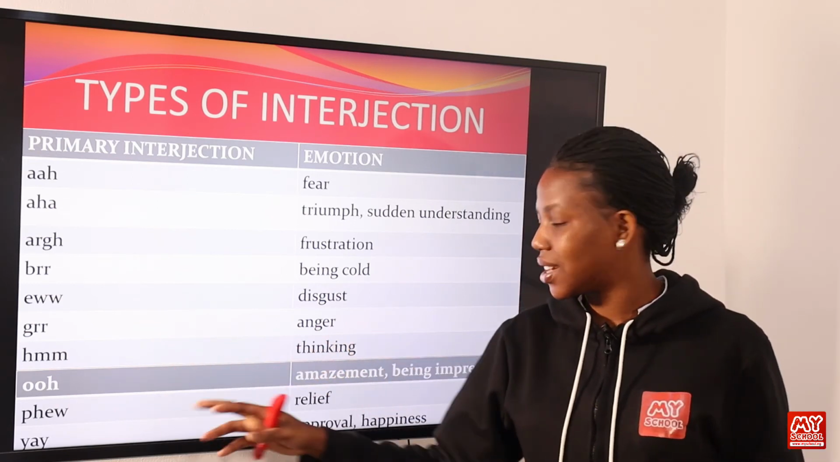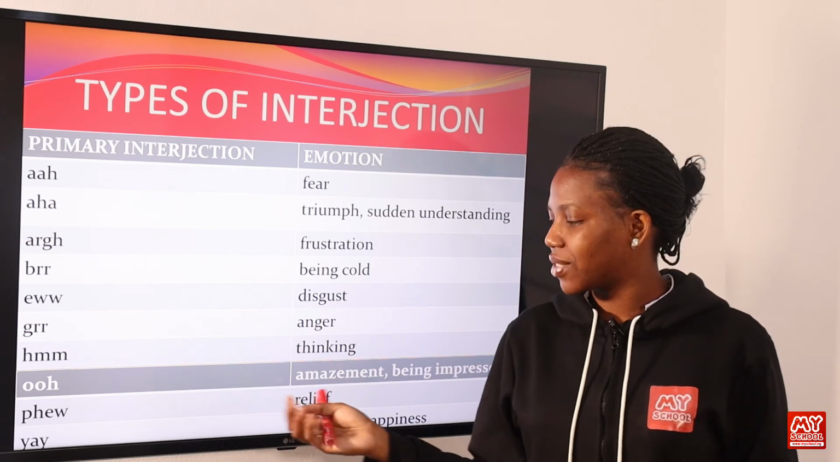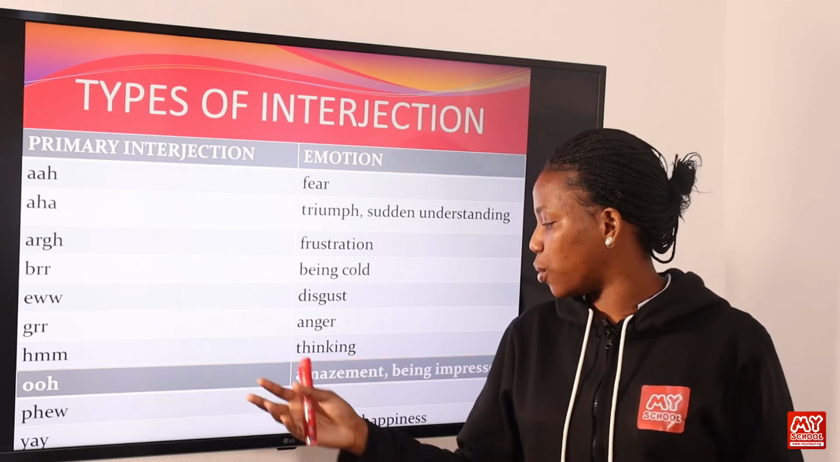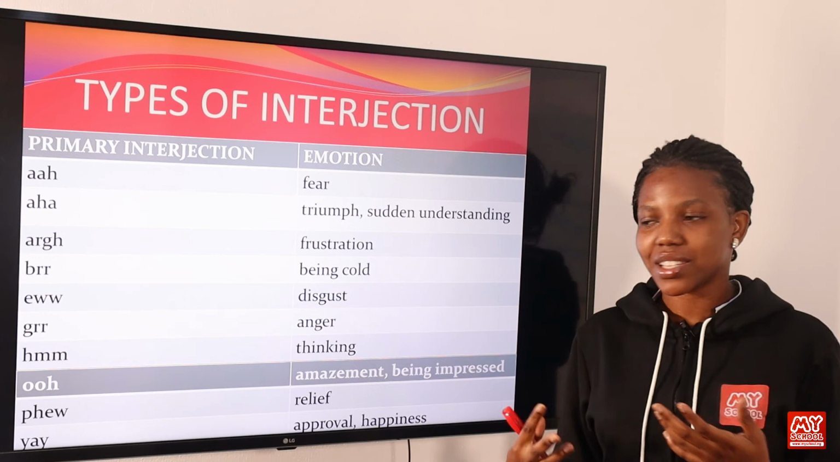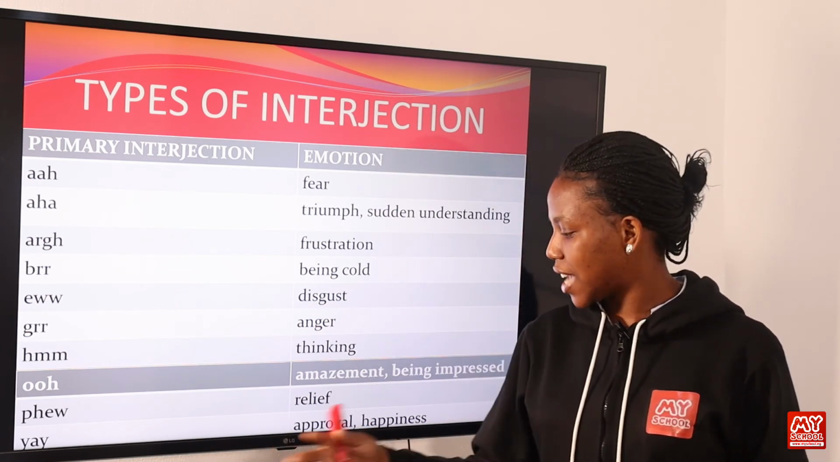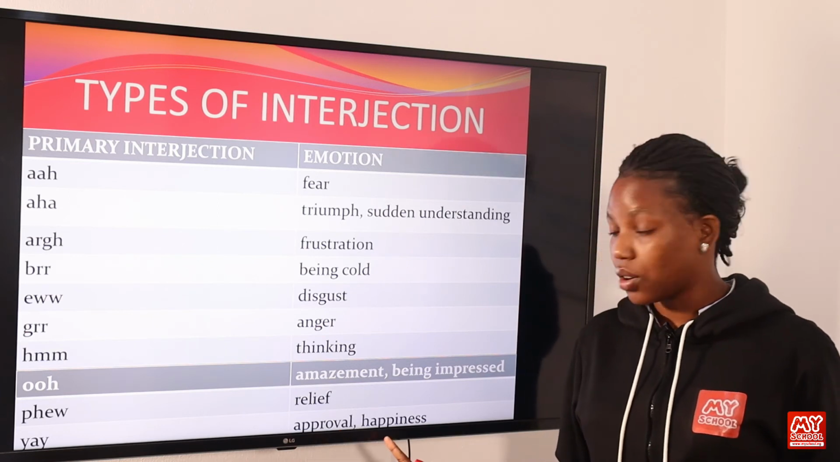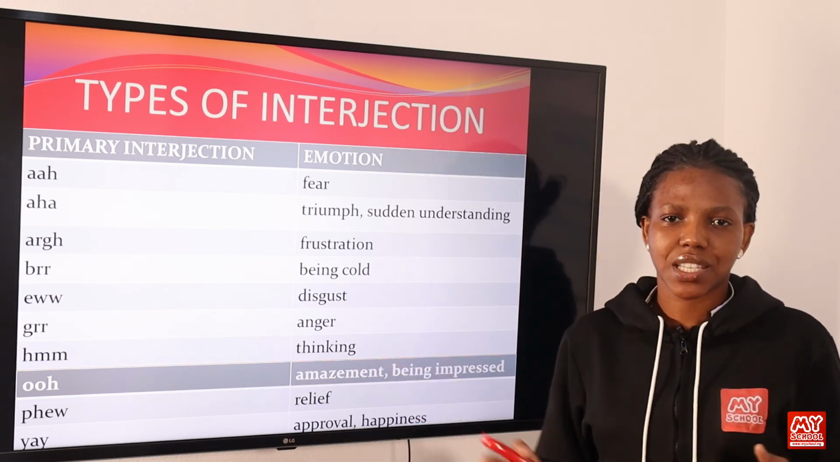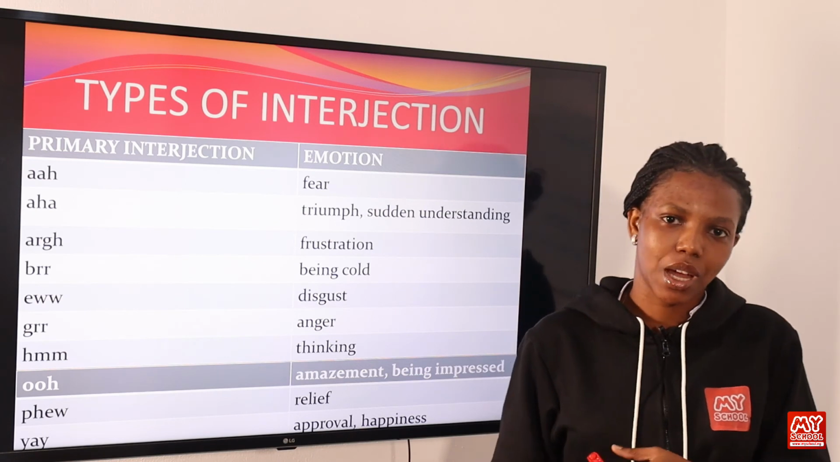We have anger. You're thinking. Oh, amazement or being impressed. Then you have relief, and yay, approval or happiness. So these are the common examples of primary interjections that we have.